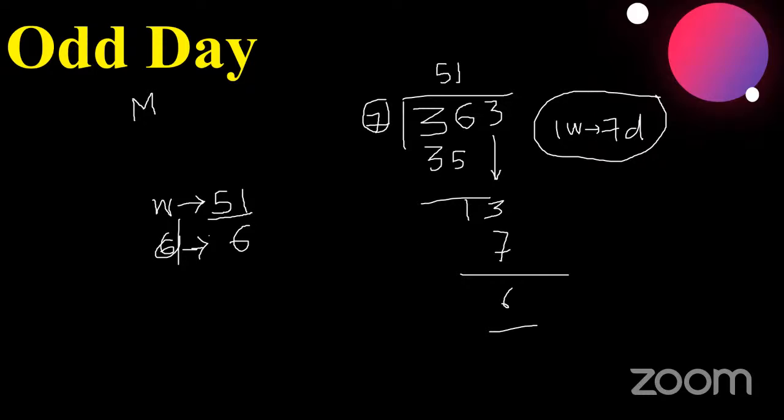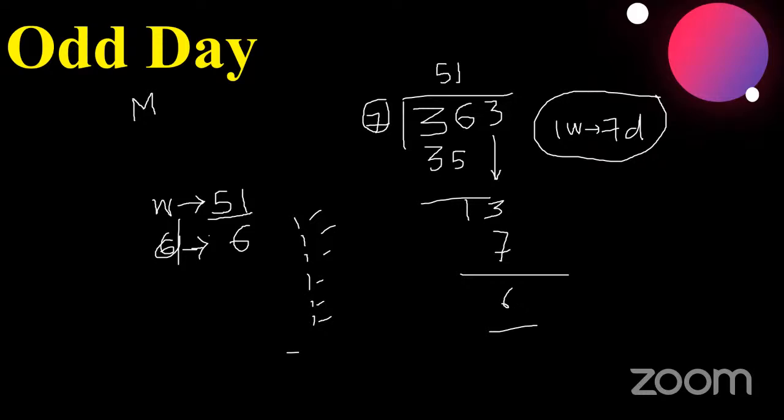So after 51 completed weeks, the next day will start with Tuesday, Wednesday, Thursday, Friday, Saturday, and Sunday. 6 days, right? 1, 2, 3, 4, 5, 6. Okay, got it? Yes, ma'am.